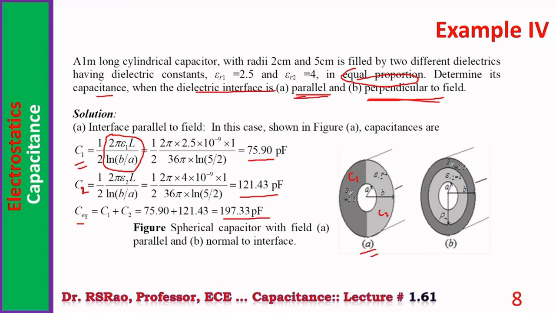Let us suppose the interface is at a radius of rho m. Note that rho m is not the average of A and B. It is given in the problem that they are in equal proportion. Equal proportion means here volumes are equal. The volumes they occupy, they are equal.